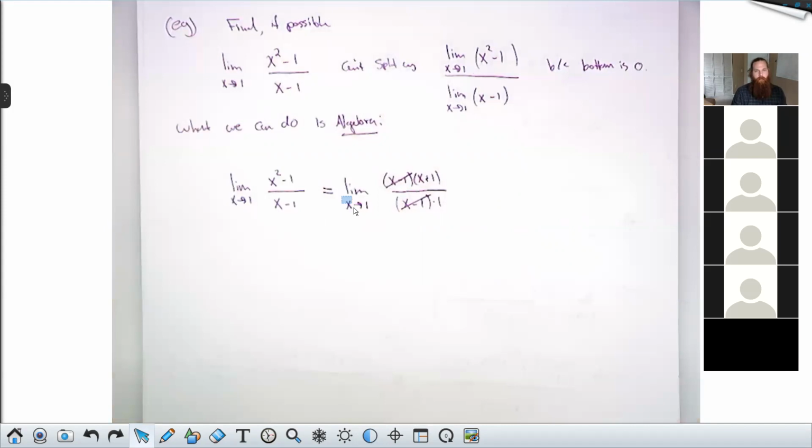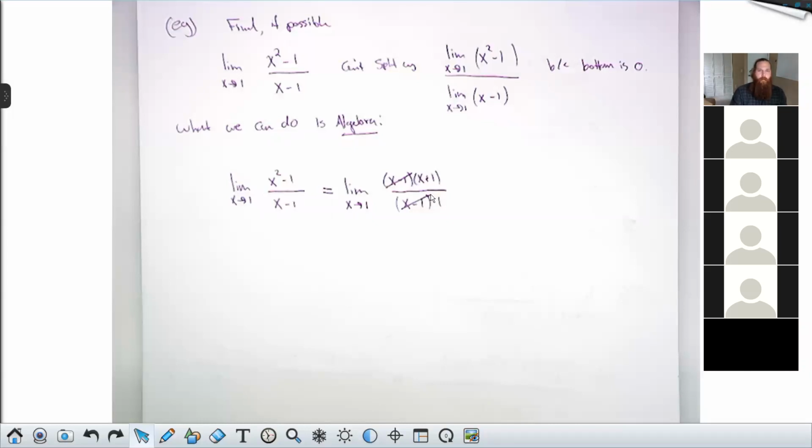Because remember, I'm not really interested in what happens at 1. I'm interested in what happens as I get closer and closer to 1. 1 does make the denominator equal to 0, does make this function undefined, but I'm not interested in what happens precisely at x equals 1. I'm interested in the pattern. As I get closer and closer and closer to x equaling 1, what are the y values of this function getting closer and closer and closer to?